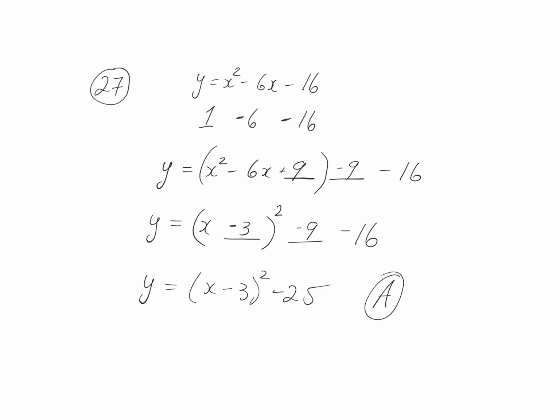But if I were doing this problem, I would go straight to the program on my TI-83 or TI-84 called Vertex, punch in 1, negative 6, negative 16, and it's going to give you 3 and negative 25, and that will be A.